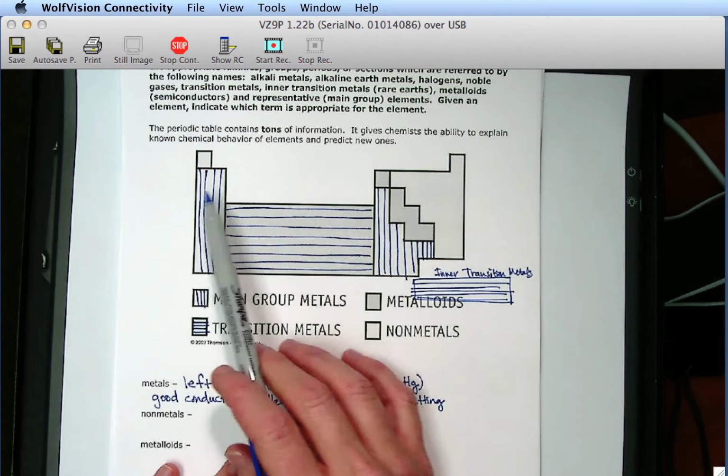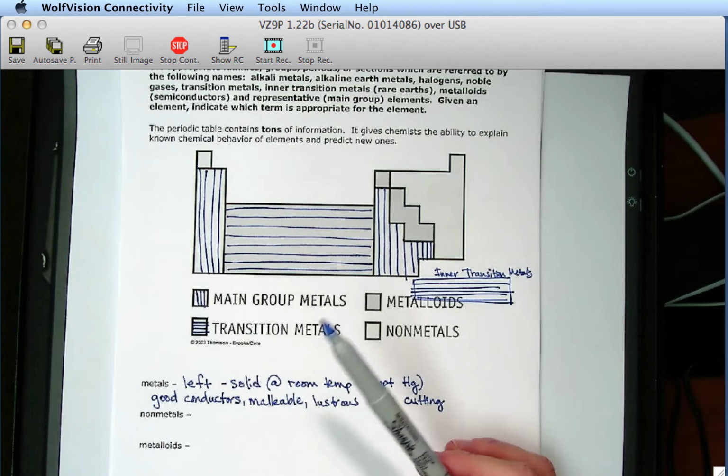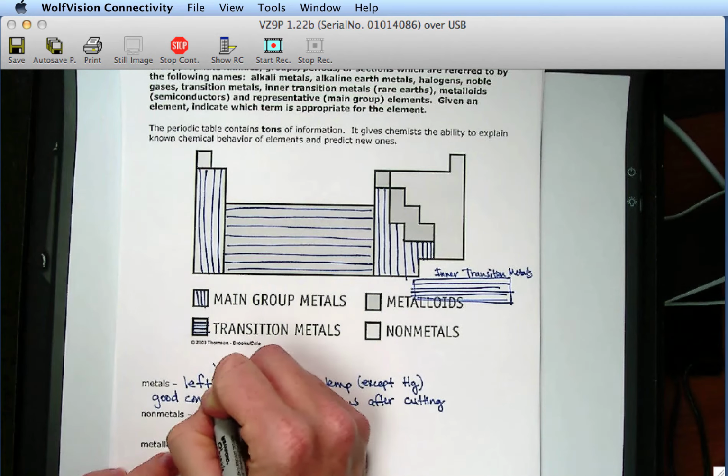So all of these that we've just labeled would be classified as metals. And even though I said metals can be found on the left of the periodic table, it's more like the left and the middle of the periodic table. So if you want to add left and middle.